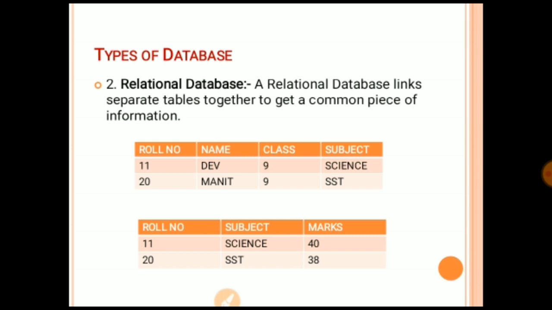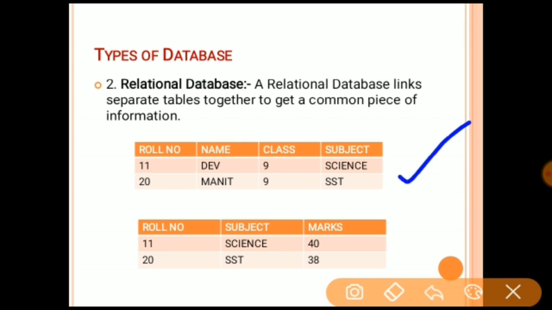A relational database links separate tables together to get a common piece of information. Both the tables we can easily connect, but we require a common field. As you can see here, roll number, name, class, subject. This is our first table in which we have the fields roll number, name, class, subject. Suppose we have roll number 11, name Dev, class 9th and subject science.